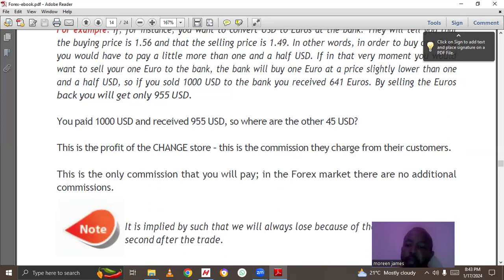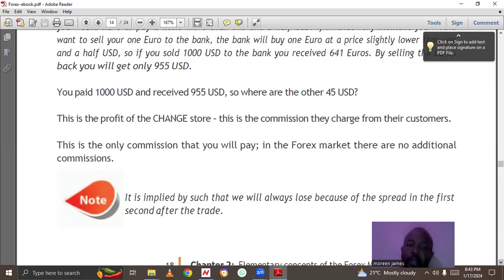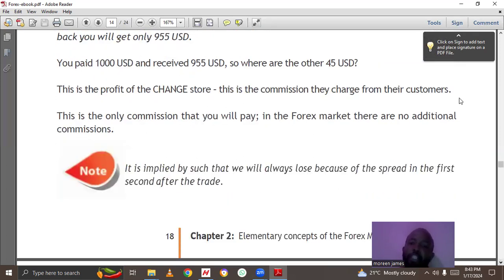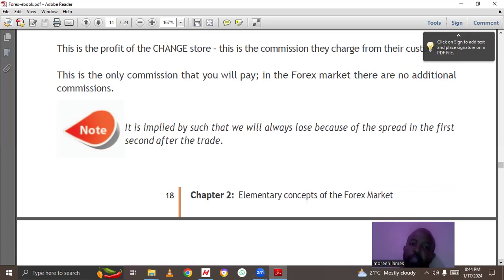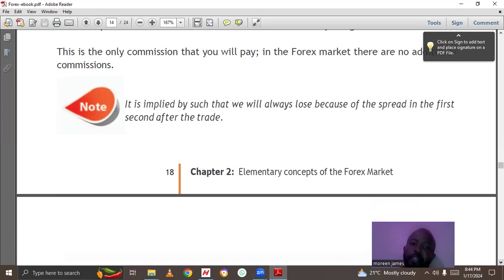So let's come and do the math here. This is the profit of the exchange. This is the commission they charge their customers. This is the only commission that you pay in the Forex market. There are no additional commissions. It is implied that we'll always lose because of the spread in the first trade.